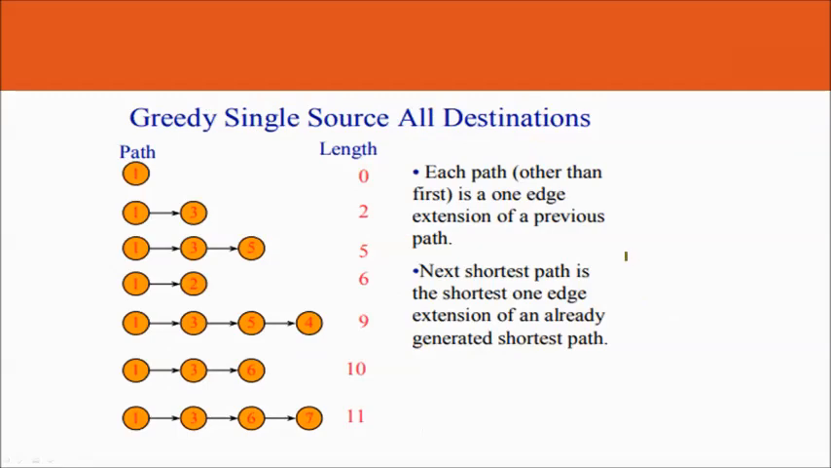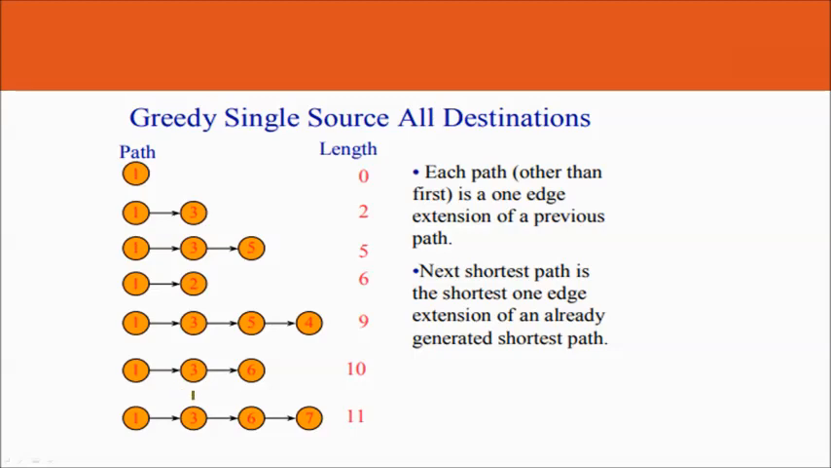Next, the greedy single source, all destinations method. Just to enumerate: for vertex 1 itself, we have 0. From vertex 1 going to vertex 3, we have length 2. Vertices 1, 3, 5 have length 5. Vertices 1, 2 have 6. Vertices 1, 3, 5, 4 have 9. Vertices 1, 3, 6 have 10. And vertices 1, 3, 6, 7 have 11.